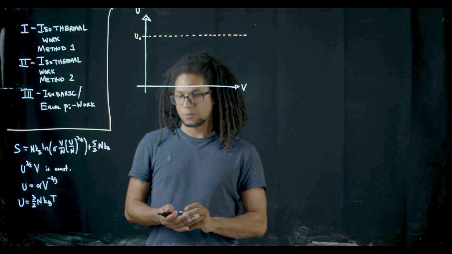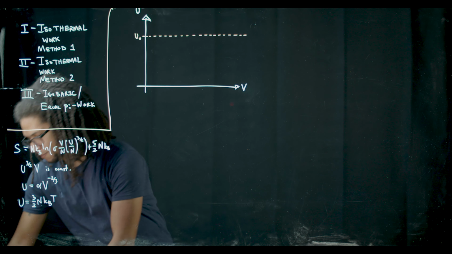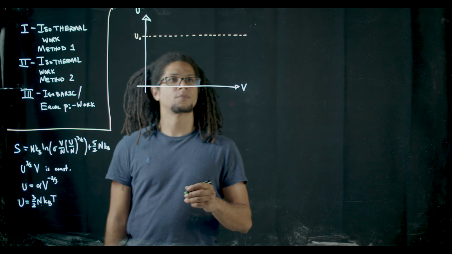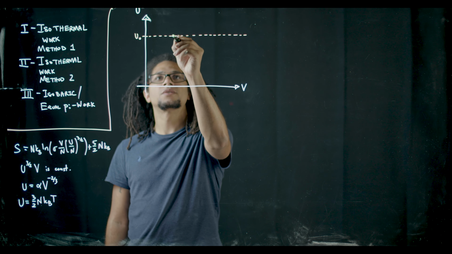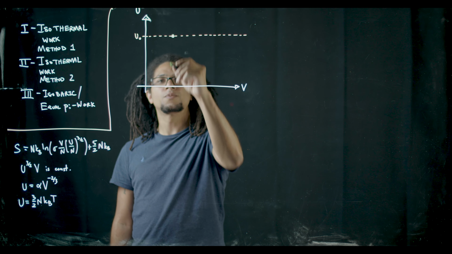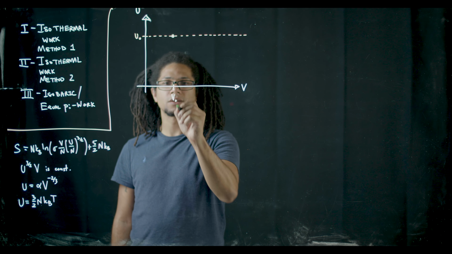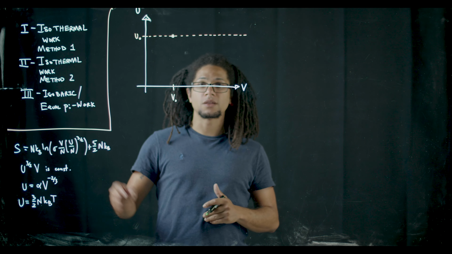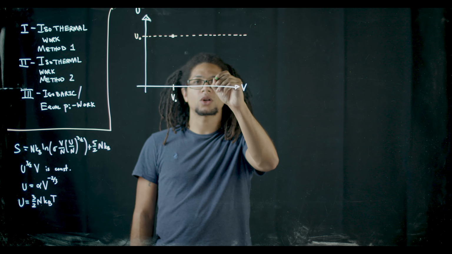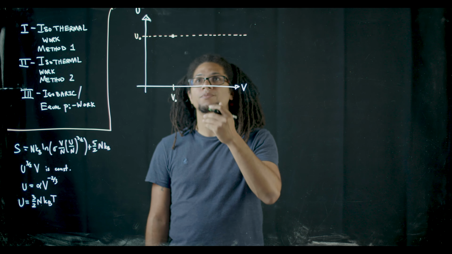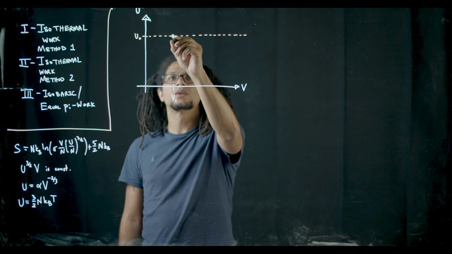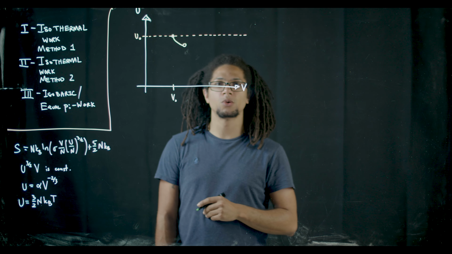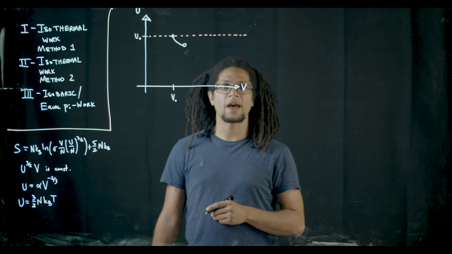What I'm going to do is the following. Let's suppose that we start at this point. So this will be our V0. Now this U is equal to alpha V to the minus 2/3 will just look like a downward facing curve of some kind, like this. So let's suppose that I do a motion like that. That's an adiabatic work operation.